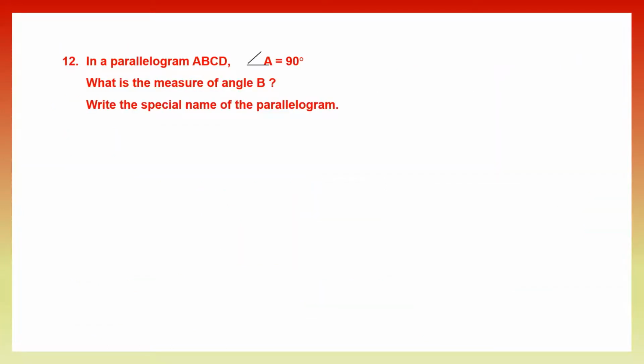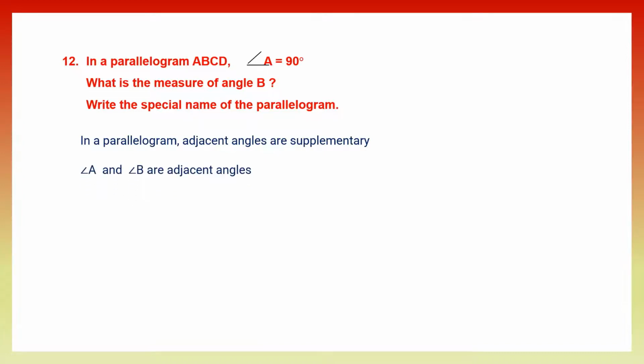In a parallelogram ABCD, angle A is equal to 90 degrees. What is the measure of angle B? And we need to write the special name of this parallelogram. In a parallelogram, the adjacent angles are supplementary. So, angle A and angle B are adjacent angles.